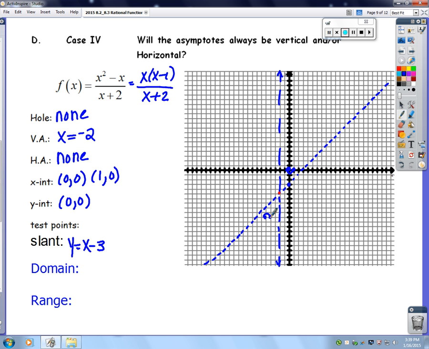All right, let's plug in at least one more point. Let's plug in x equals -1. So that's going to give me what? y is equal to -1 minus 1, which is -2, over -1 plus 2, which is +1. So that's going to give me -2. So that means -1, 2 is another point.